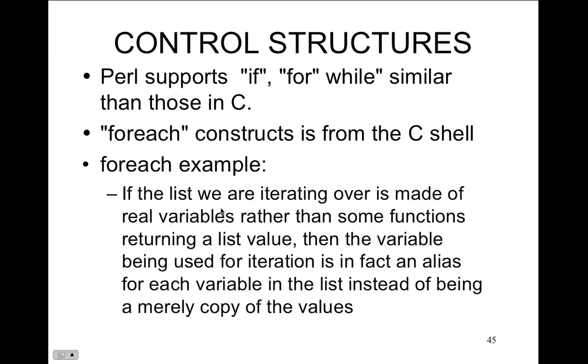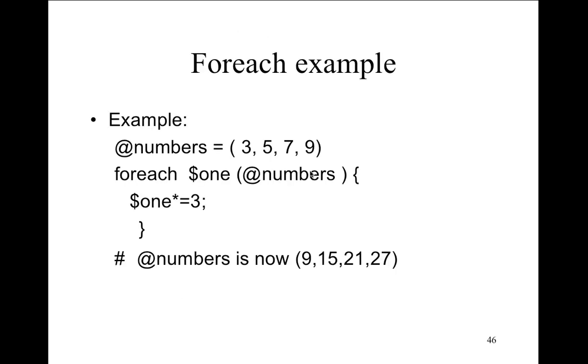So for each example, if the list we are iterating over is made out of real variables rather than some function returning a list of values, then the variable being used for iteration is in fact an alias for each one of the variables of the list instead of being merely a copy. So the foreach comes in handy in terms of being able to iterate through and get a copy of it.